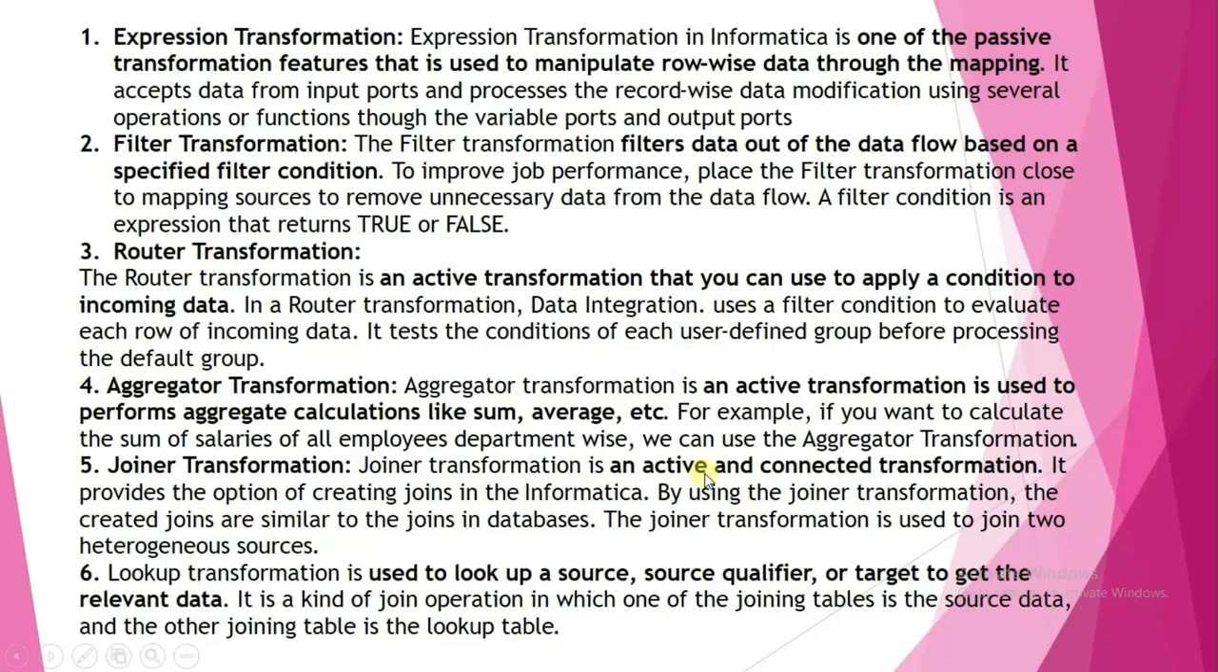So what is joiner transformation then? Joiner transformation is an active and connected transformation. It provides the option of creating joins in Informatica. By using joiner transformations, we create joins similar to the joins in databases. The joiner transformation is used to join two heterogeneous sources. For example, you are extracting two or more heterogeneous sources, and to combine those heterogeneous sources, we use joiner transformations.